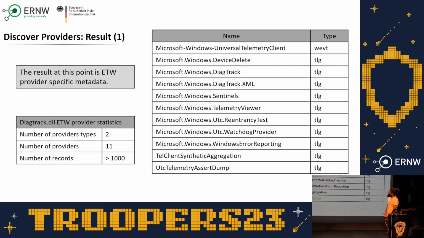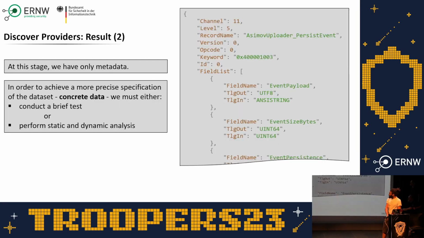So if we use this approach and scan the diagnostic tracking service DLL, we can figure out that there are 11 providers in there covering over 1,000 different records. So the binary is heavily distributed with tracing capabilities, which we can use or which we want to use in analysis scenarios. As said, these tools not just search for these patterns, they also can extract the metadata so that we have a better idea how the layout and the capabilities of these providers might look like.